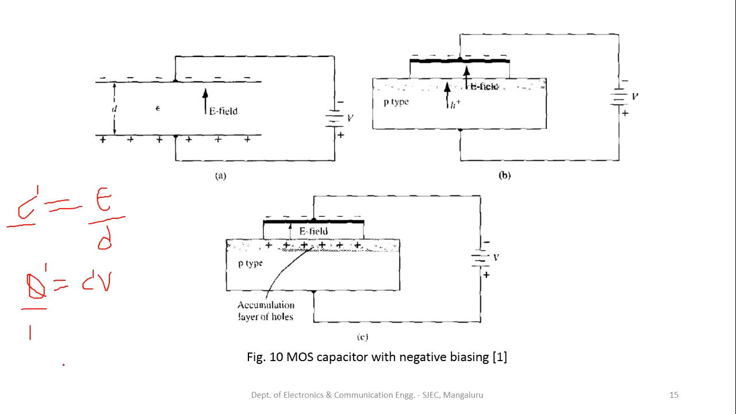Now the electric field E. So the electric field E is equal to V by d, where V is the voltage applied and d is the distance between the two parallel plates of the capacitor.